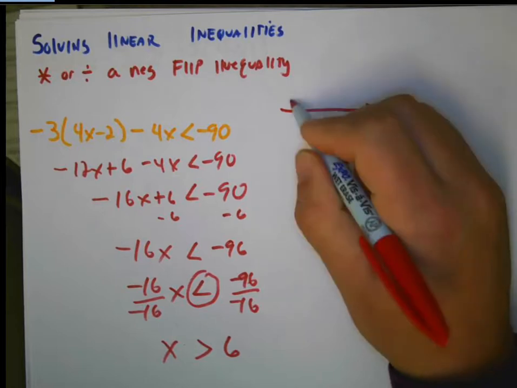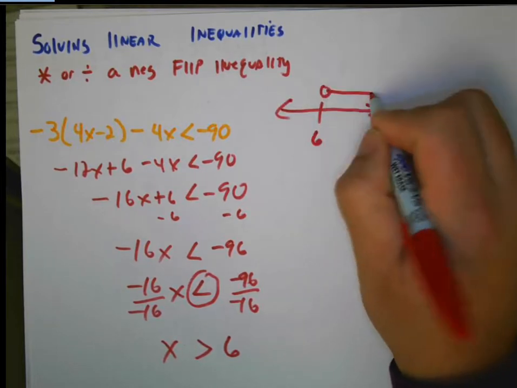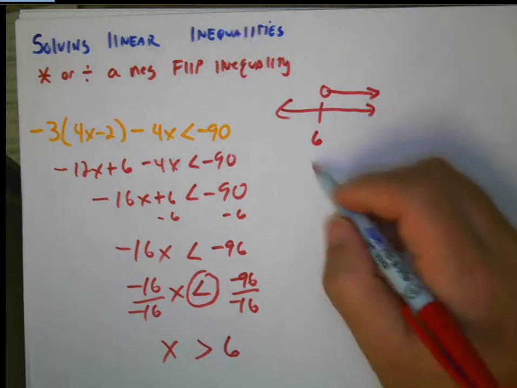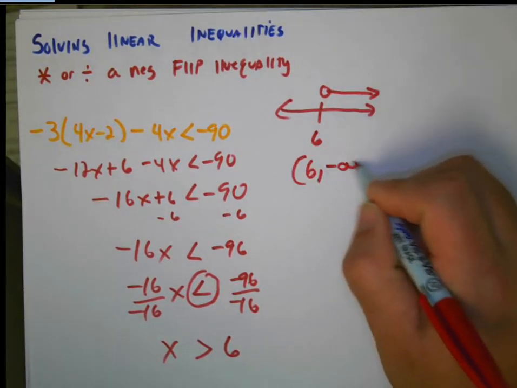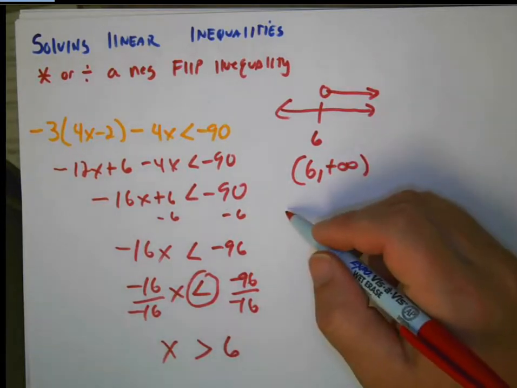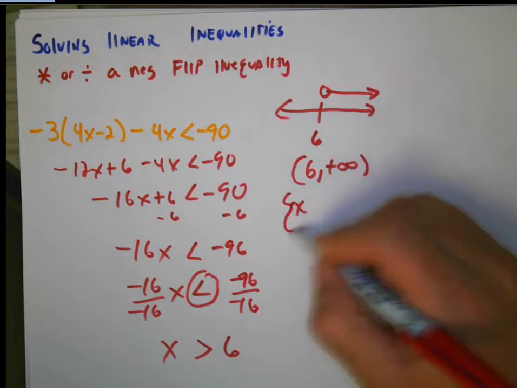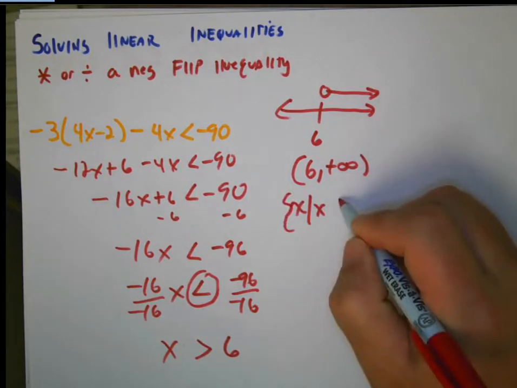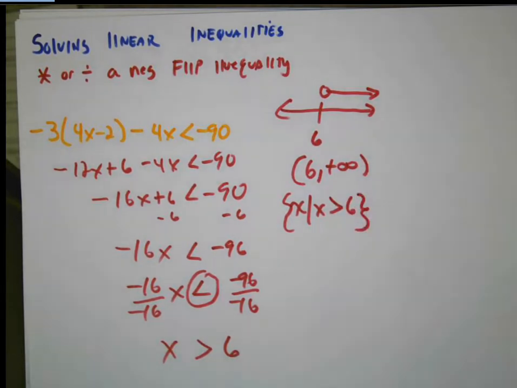So then I write it on a number line. That would look like this. Here is 6, open circle going that way. So as interval notation, it's parentheses 6, comma, infinity. As set notation, it would be squiggly bracket x such that x is greater than 6. So that's pretty much what you do. Got another example for it.